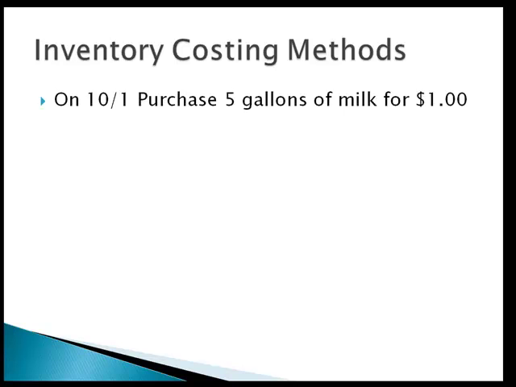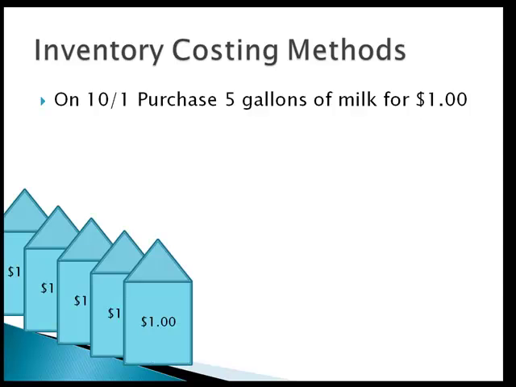And to demonstrate these systems, I'm going to go through a sample problem where we're buying and selling gallons of milk. So on October 1st, we purchased 5 gallons of milk. Okay, we're clearly a small company. They cost us $1. We may be selling these gallons of milk for $3 or whatever it may be, but our cost is $1.